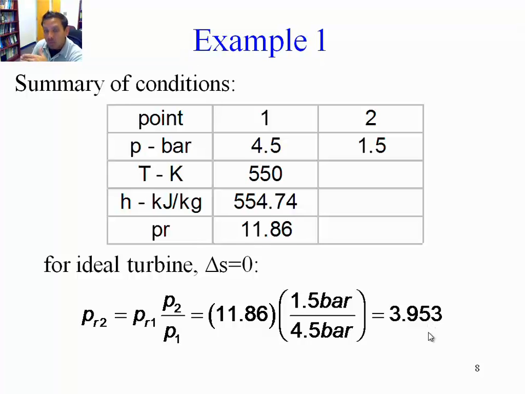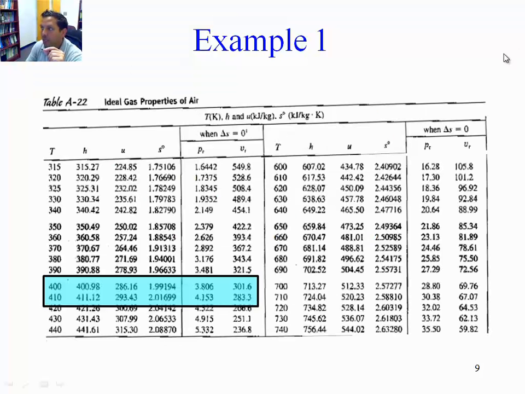That means that we can go back to the table, check this value for PR, and try to see what temperature and what entropy that corresponds to. So that is inputted here in the table of conditions at the outlet. PR is 3.953. Then we go back to the table, look at the column of PR until we find something close to 3.953. We see that it doesn't match any number, but we can bracket it between 3.806 and 4.153. So then we can interpolate between these two values, and we know that the temperature at the outlet will be somewhere between 400 and 410, and the entropy will be somewhere between 400.98 and 411.12.